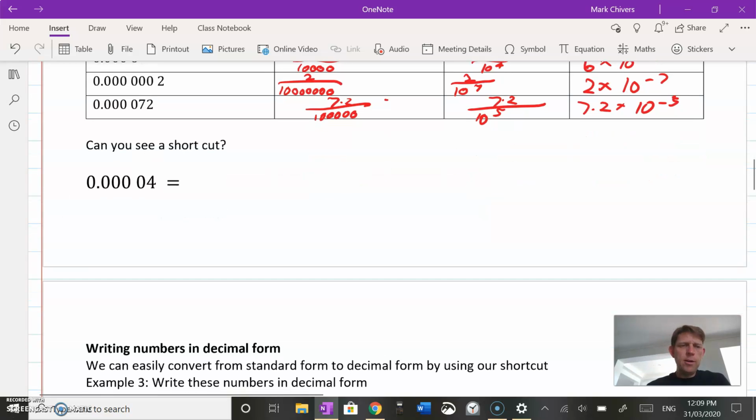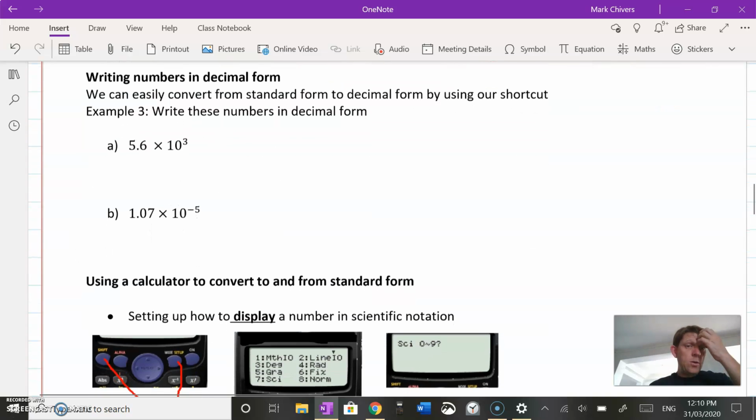So once again, we're asked, do you see a shortcut? Well, the shortcut I think we're seeing is that every time we move the decimal place, 1, 2, 3, 4, 5 times we have to move it, so we end up with 4 times 10 to the negative 5. For every time we move the decimal place, that's what we're changing there. So we can then convert these numbers into decimal form.